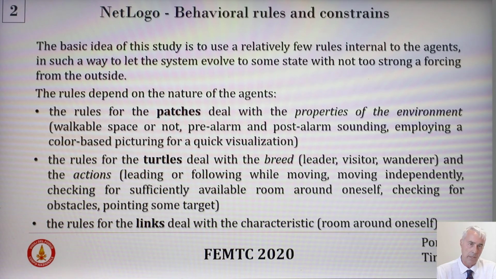So if the space is walkable or not, the pre-alarm and the post-alarm sounding, we have employed a color-based picturing for a quick visualization. The rules for the turtles deal with the breed the turtles represent. That is the leader, the visitor, the wanderers, and the actions involved. Leading or following while moving, moving independently, checking for sufficiently available room around oneself, or checking for obstacles, pointing some target. The rules for the links deal with the characteristic in special room around oneself.